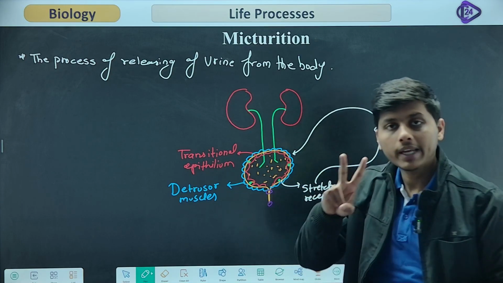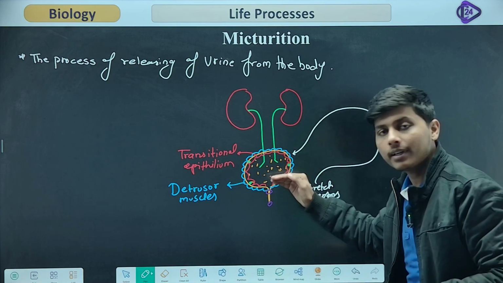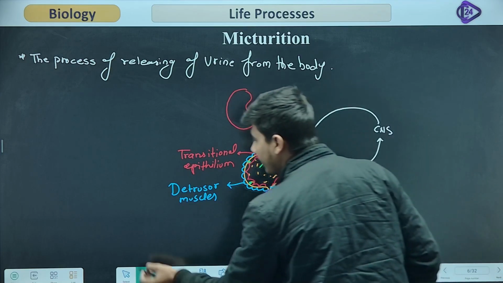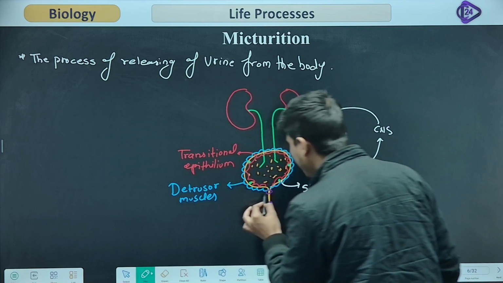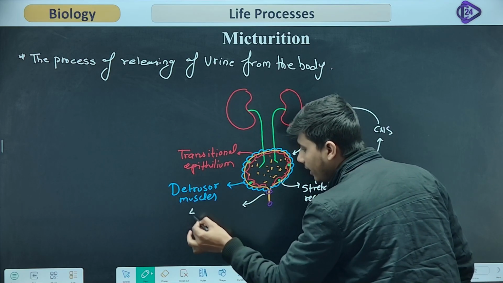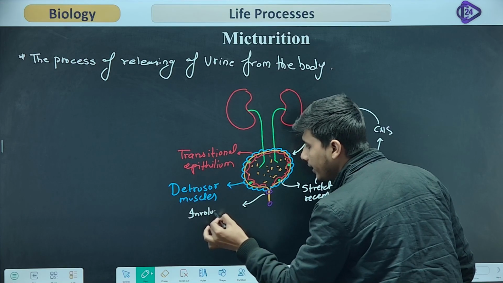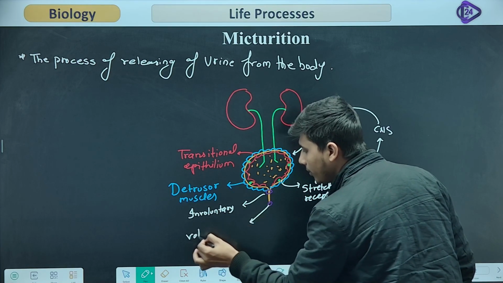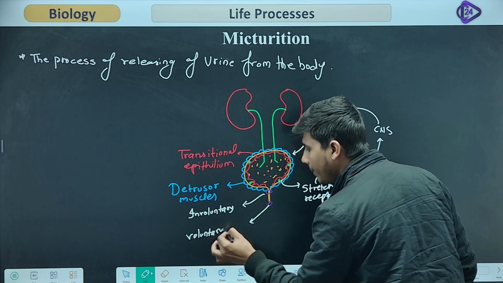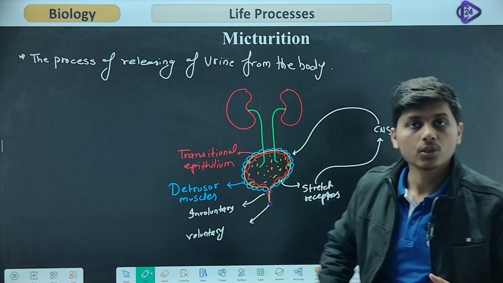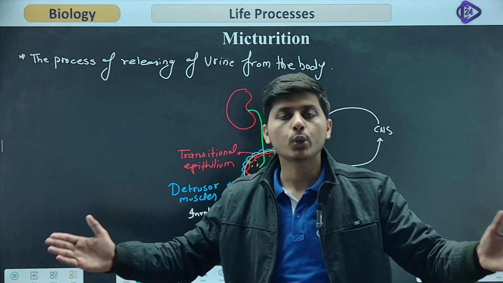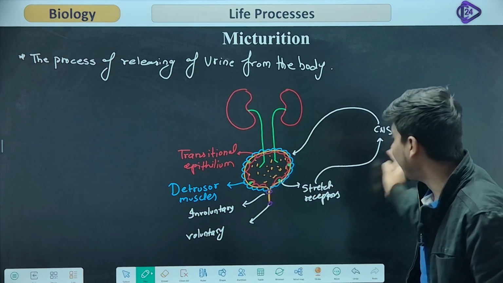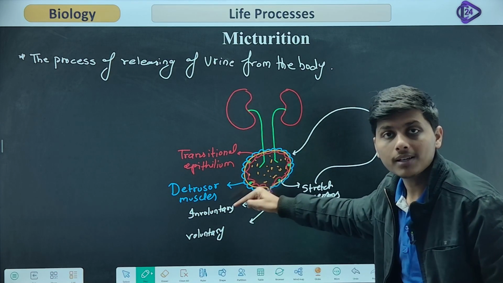In the urethra, we have two sphincters. The inner one is the involuntary sphincter. The outer one is the voluntary sphincter. Involuntary means that it is not in our control. We cannot control the opening or closing of this sphincter. This involuntary sphincter gets opened by the signal that comes from the CNS.